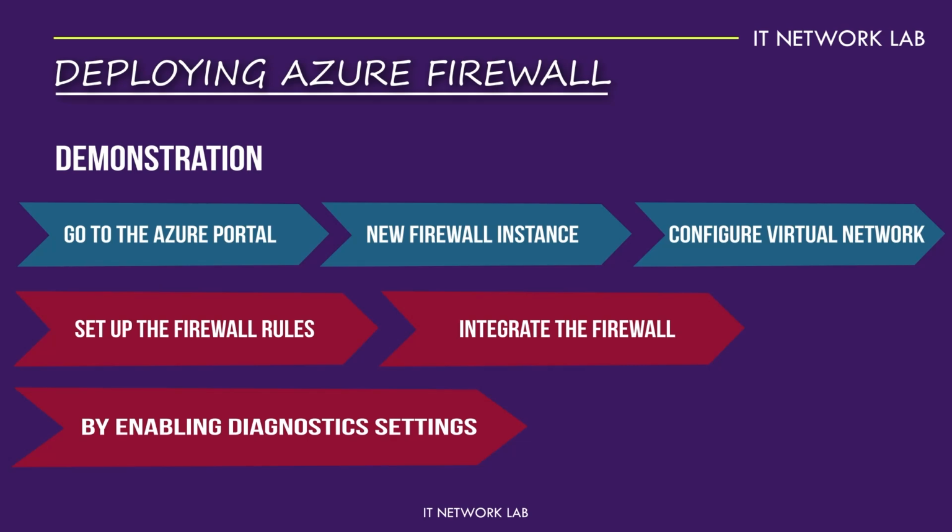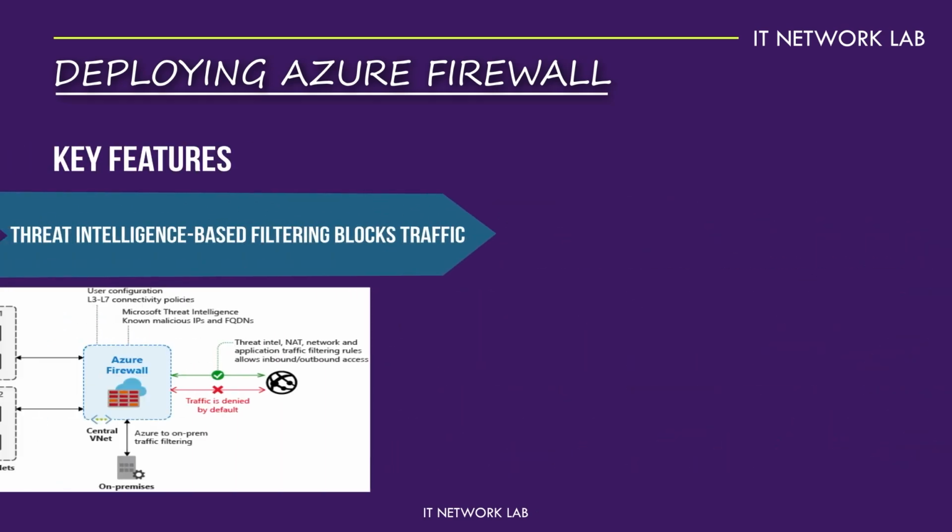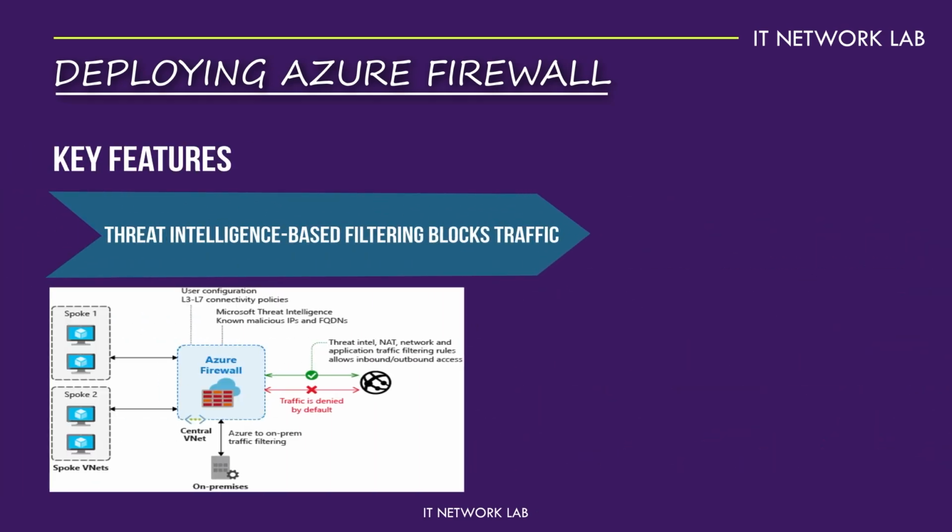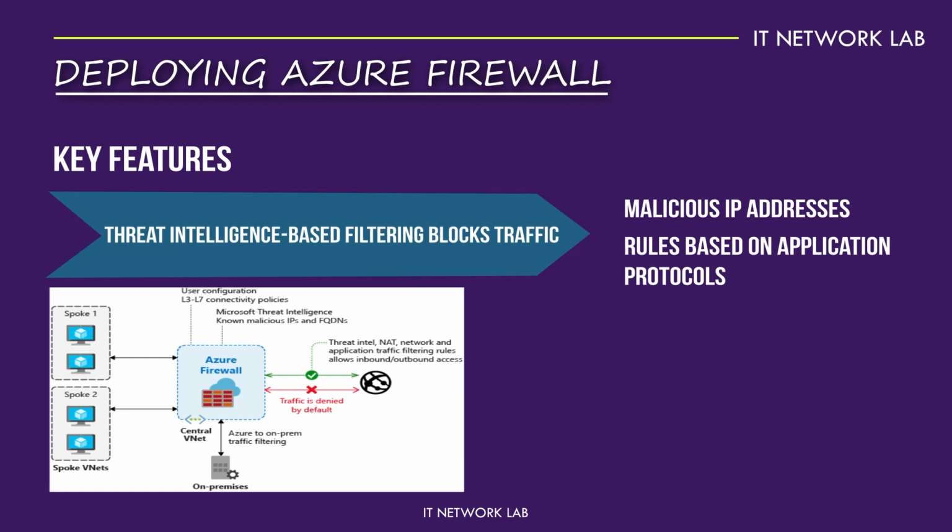Azure Firewall offers several key features. Threat intelligence-based filtering blocks traffic from known malicious IP addresses. This is like having a list of bad guys and stopping them at the gate. Application and network rule collections allow you to define rules based on application protocols and network traffic. You can control which applications can access your network and from where.